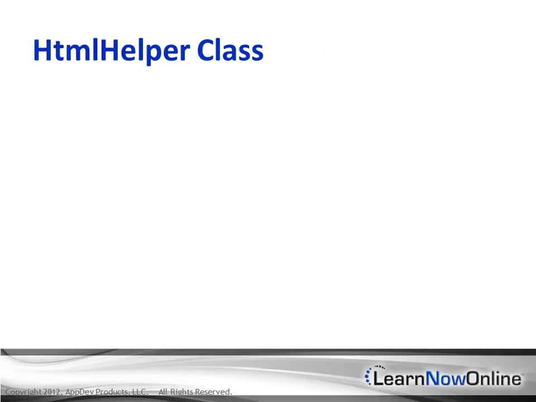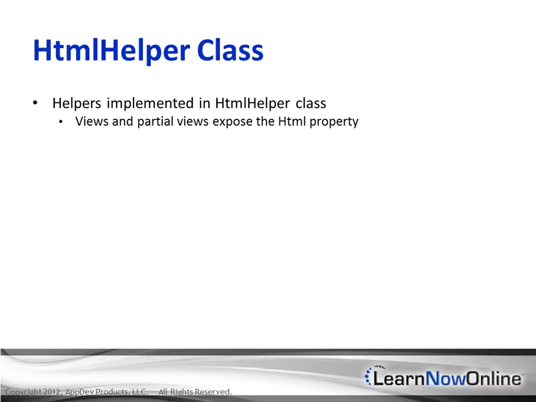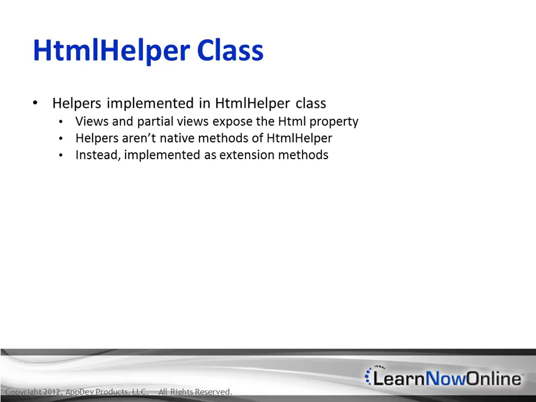So next we're going to talk about our HTML helpers class. Our HTML helpers are implemented in, you got it, the HTML helper class. Here we have views and partial views that expose the HTML property. Helpers aren't native methods of the HTML helper. Instead, they are implemented as extension methods. Also to note, HTML helper is an anchor point for most of the extensions.